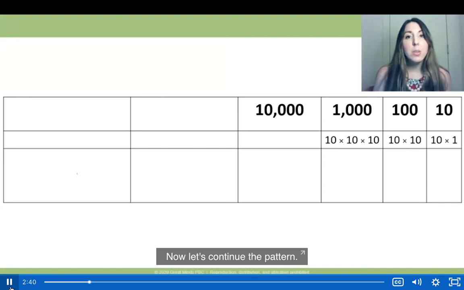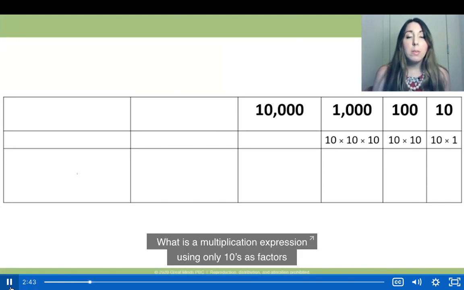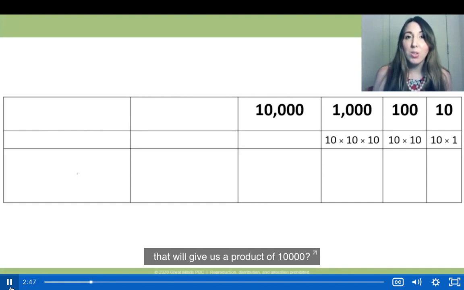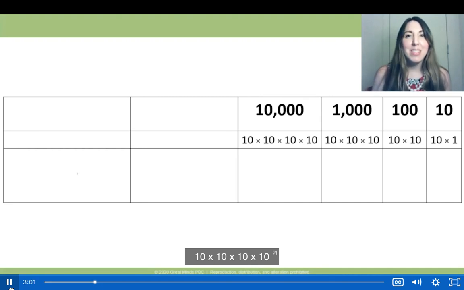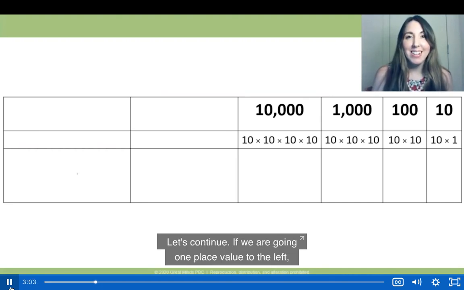Now, let's continue the pattern. What is a multiplication expression using only tens as factors that will give us a product of 10,000? Ten times 10 times 10 times 10.